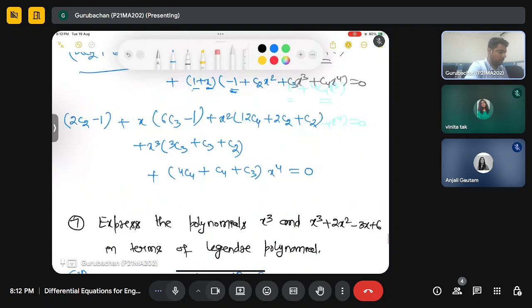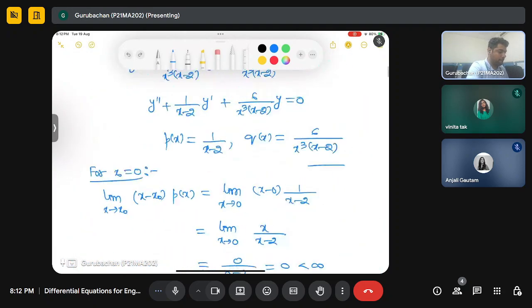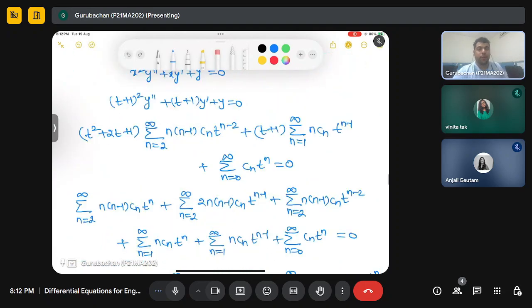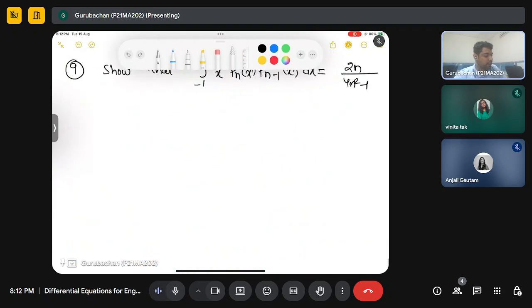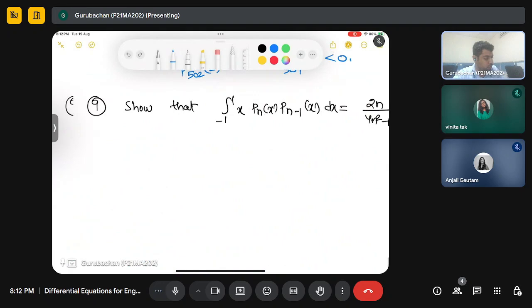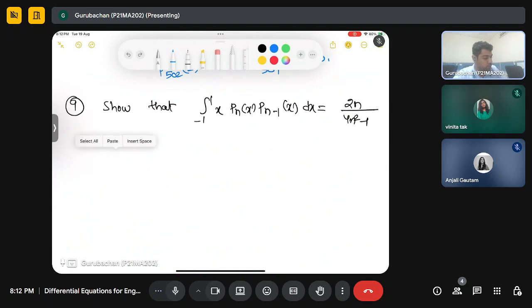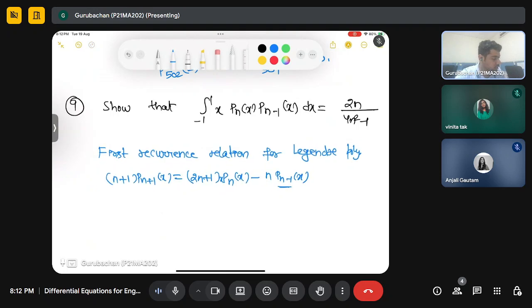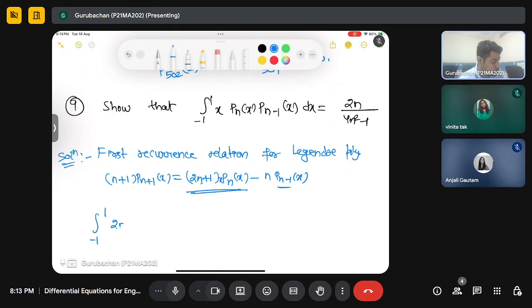So this is the first recurrence relation. We will write it here. This is your first recurrence relation, and with the help of it, we want a term of the type x times Pn(x), so we have to multiply the whole equation with Pn minus 1(x). I am skipping just one step.